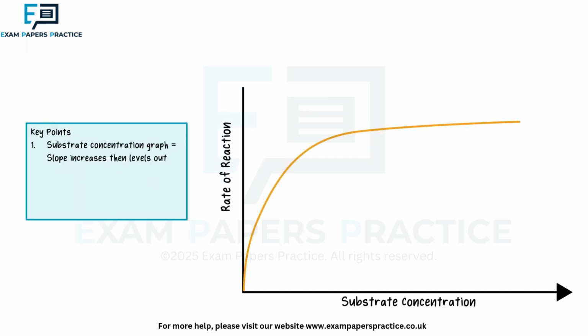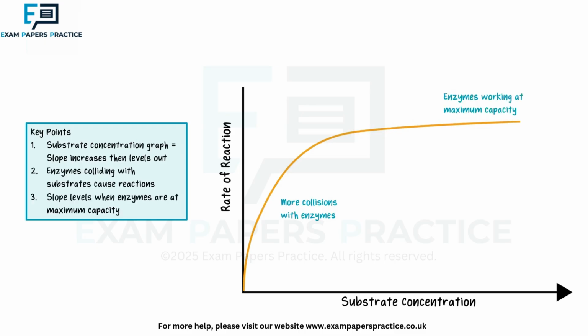The concentration of substrates has a graph with a different shape of the line. In the beginning of this graph, we notice a positive slope where as the substrate concentration increases, so does the reaction. This is expected, as if there is more substrate, there are more chances for collisions with enzymes. However, this graph levels out with no slope. At this point, all the enzymes are being used at maximum capacity. We cannot increase the reaction rate with more substrate, as there are no enzymes available to catalyze the reaction.